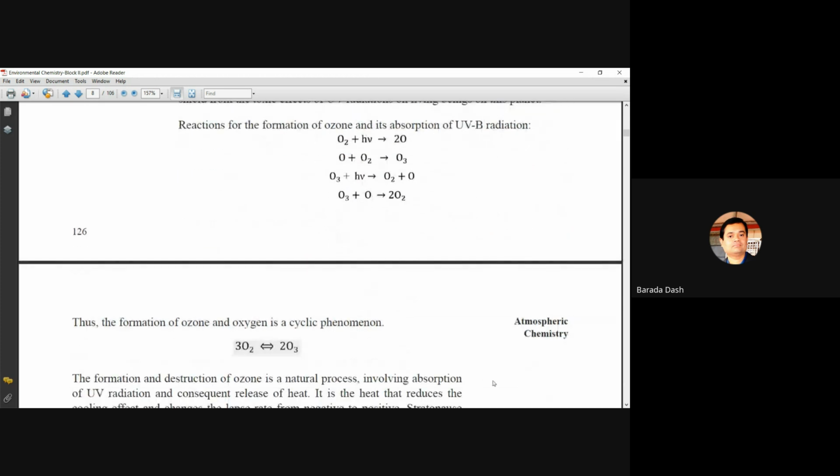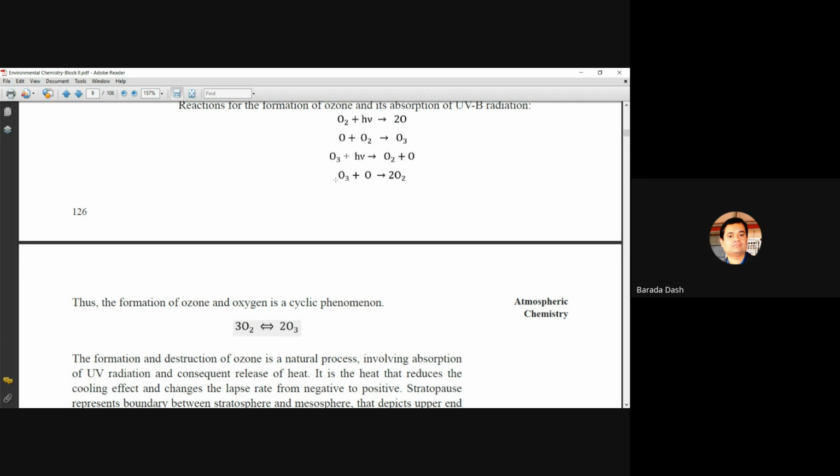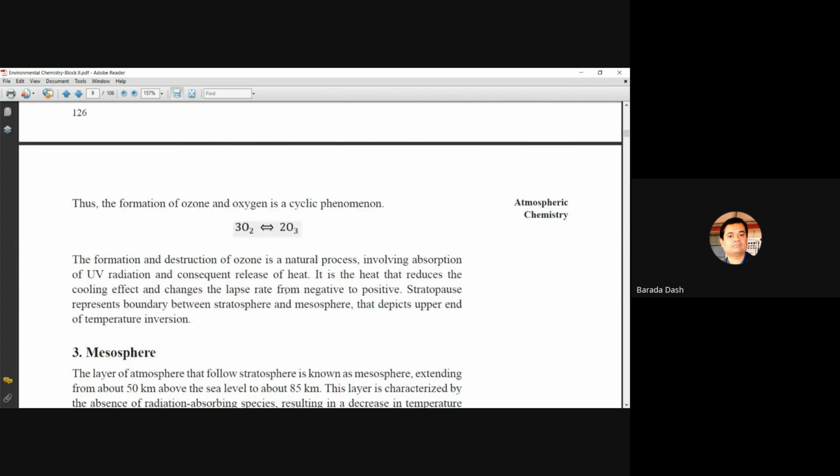So what is the reaction that protects us in the ozone layer? Ozone is formed, and ozone is destroyed by absorption of UV energy. First, oxygen dissociates into two oxygen radicals. Then an oxygen radical combines with an oxygen molecule to form ozone. That ozone, by absorbing high-energy radiation, dissociates into an oxygen molecule and a singlet oxygen radical. Again, ozone reacts with an oxygen radical to produce two oxygen molecules. So this is how ozone is formed.